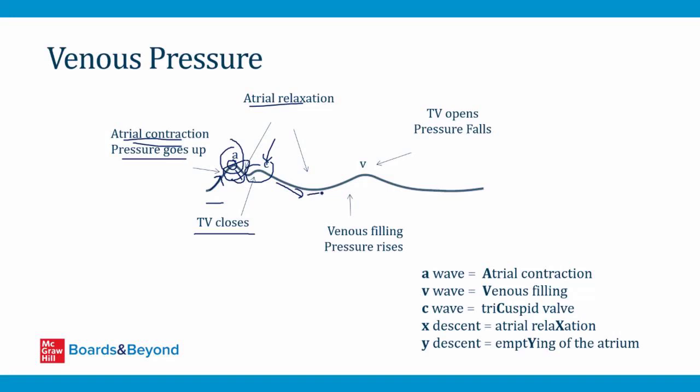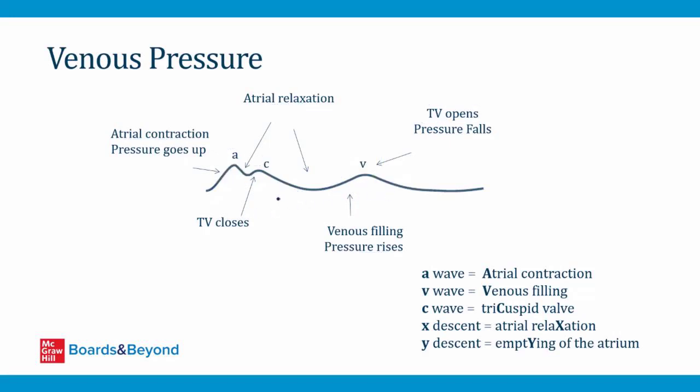Then we have continued relaxation of the atria, causing the pressure to fall until it reaches a low point right here. At this point, the right atrium has relaxed as much as it's going to relax, and the right atrium is starting to fill with blood from the veins in the body, and that's causing the pressure to rise. Eventually, the pressure gets so high that it opens the tricuspid valve. When pressure in the right atrium is higher than pressure in the right ventricle, that will push open the tricuspid valve. At that point, blood starts to leave the right atrium, leave the venous system, and it leaves behind a peak in the tracing called the V wave. And that V wave occurs because the tricuspid valve opens, causing pressure to start to fall.